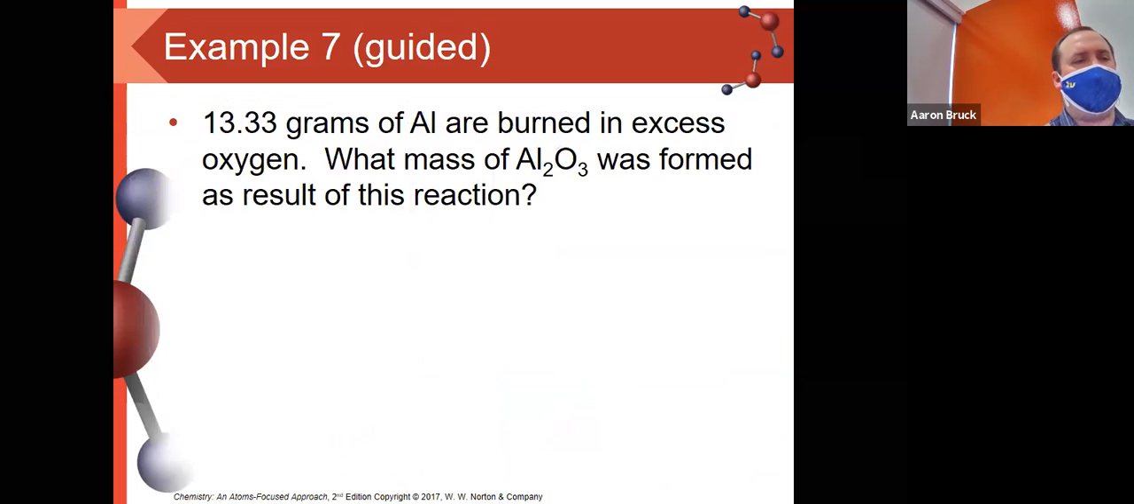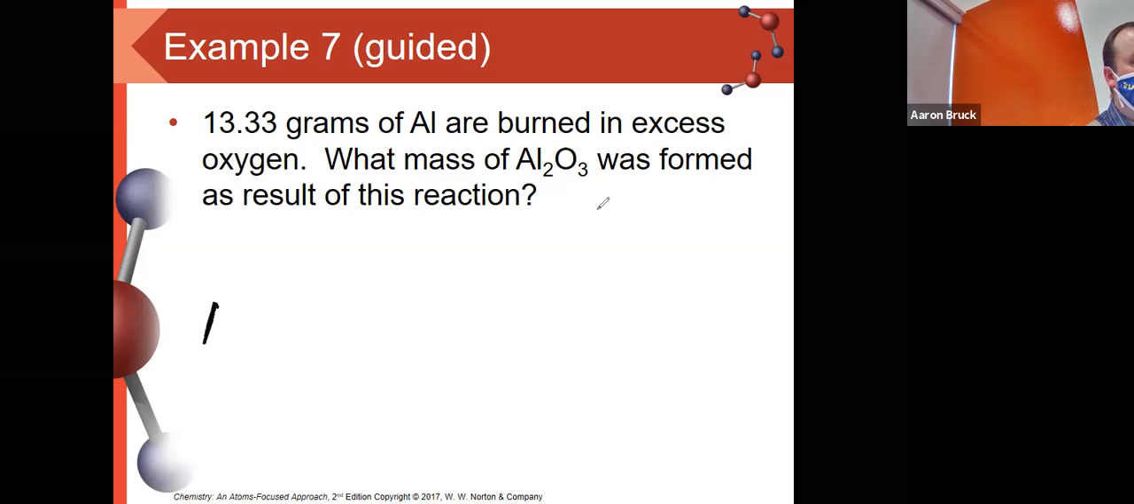So let's do some examples here. I've got 13.33 grams of aluminum that I'm going to burn in excess oxygen. What mass of aluminum oxide would be formed as a result of this reaction? Now, in order to do this calculation, there's something I'm going to need first and foremost. And that something is a balanced chemical equation.